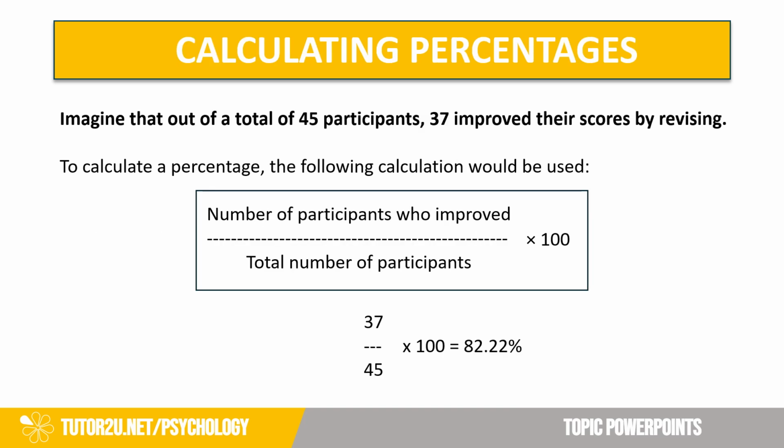So in terms of calculating percentages, having a go at this and seeing how we might show our workings in the exam, which we really do recommend, imagine that out of a total of 45 participants, 37 improved their scores by revising. To calculate a percentage, the following calculation would be used: number of participants who improved over total number of participants, and we times that figure by 100. So our workings here for this sum are 37 over 45, which is the total number, times by 100, and we should have 82.22%.